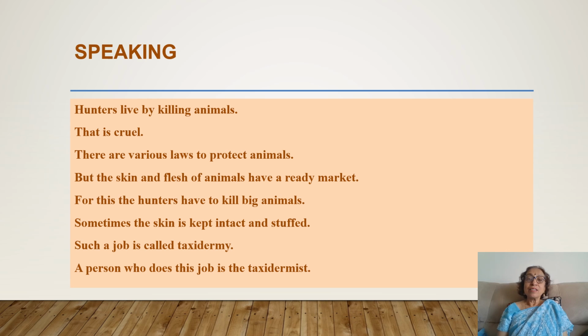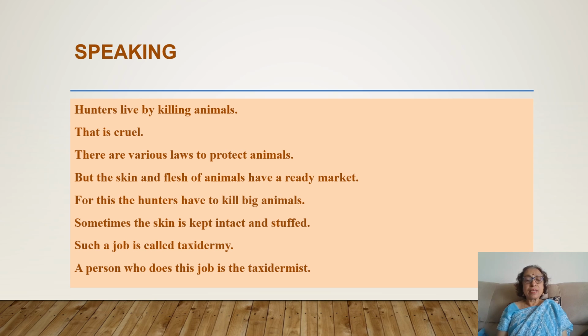If the hunter is hunting animals, that's because he gets money. Two things are sold, the skin and the flesh. These are sold. So they have a ready market. That means immediately people buy it. Quickly people buy it. So they kill it. For this, the hunters have to kill big animals, to supply the skin and the flesh to the market. They have to kill big animals.